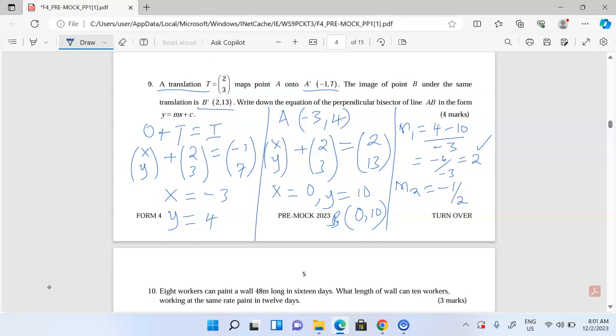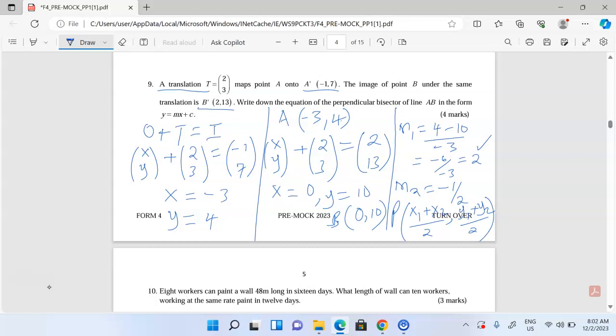Now, the other thing to find is a point where this perpendicular bisector is passing. If it's a perpendicular bisector of AB, it means this perpendicular bisector is passing at the midpoint of AB. So with A and B, for us to get the midpoint, assuming midpoint P, we will need the first x plus the second x, and we divide them by 2. Then we take the first y plus the second y out of 2.